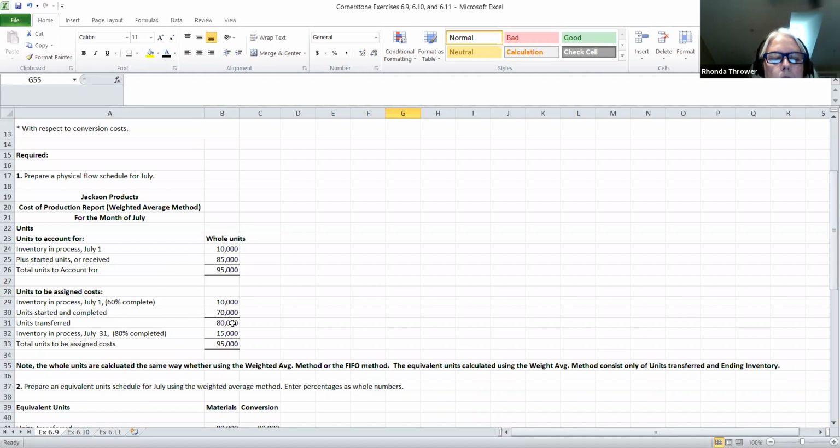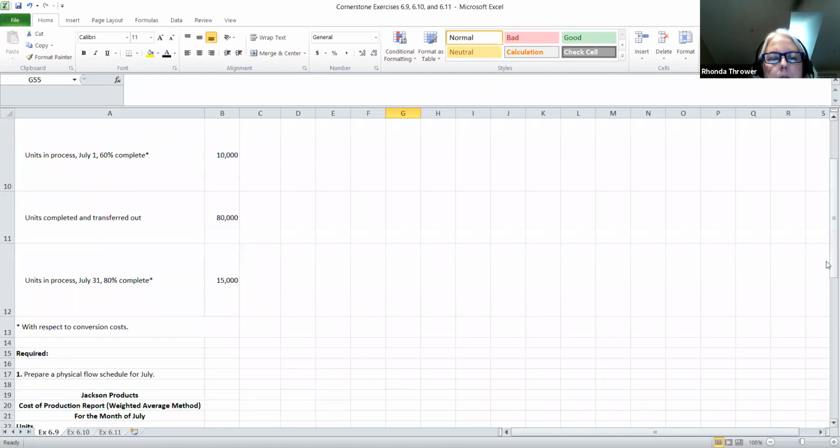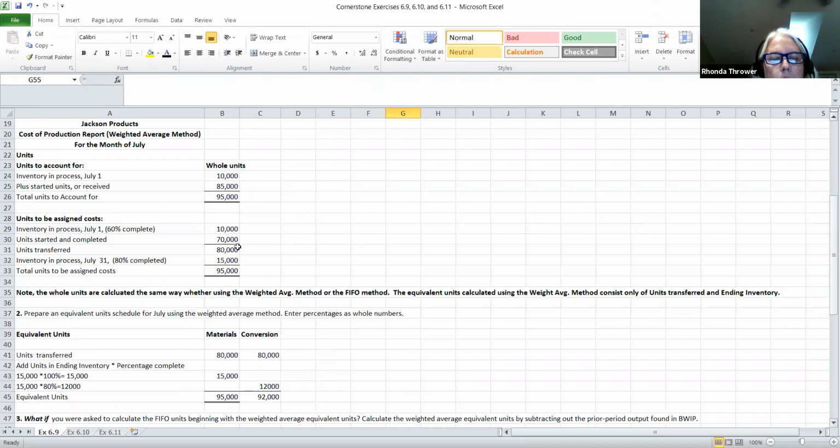We do not know the units that we started and completed, but they did tell us the units that we transferred out. Units completed and transferred were 80,000 units. So we were given this 80,000. And so we could work backwards to find the units that were started and completed. By working backwards, what I mean is we would take the 80,000 units that were transferred, subtract out your beginning inventory units, and that tells you what units you started and finished during this time period.